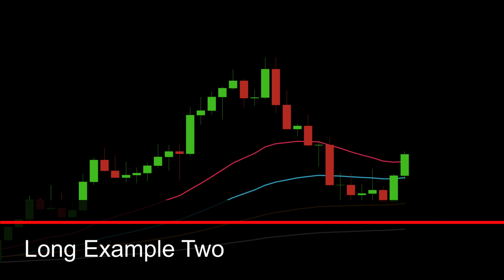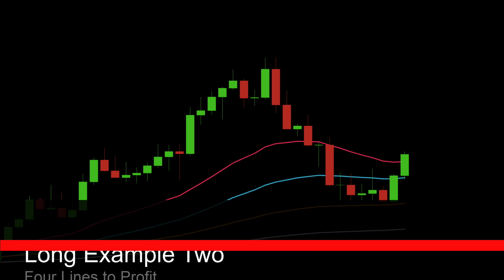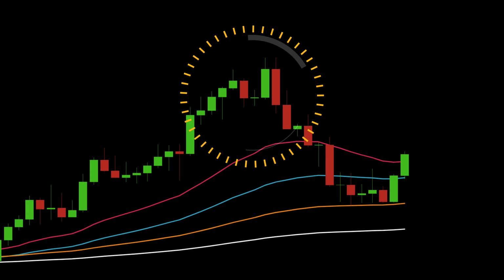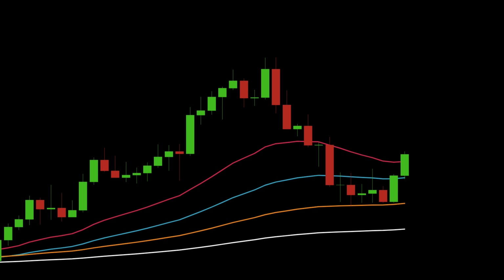I have one more long example. The 4 EMAs are lined up in numerical order, lowest on top to the highest on the bottom. Price traded above the 25 EMA for at least 8 candles. The market pulls back and closes below the 25 EMA. Price never closed below the 100 EMA during the pullback.